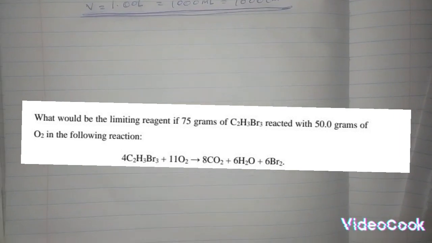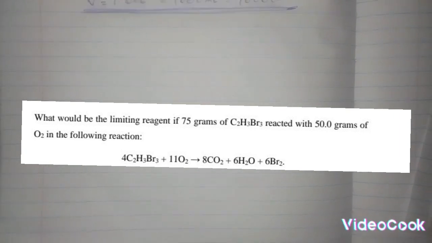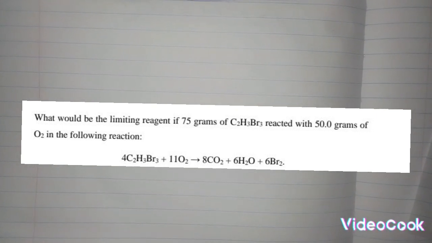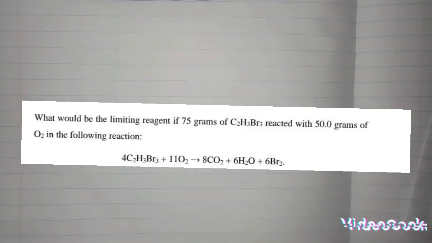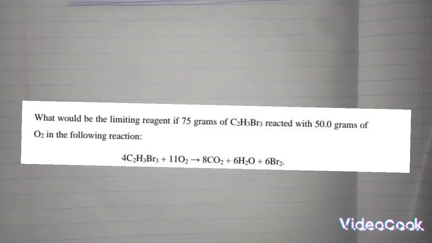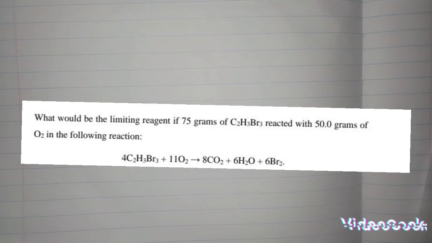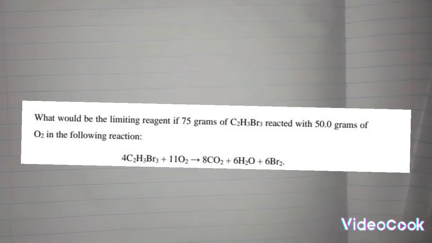Okay, another question. It says, what would be the limiting reagent if 75 grams of this compound reacted with 50 grams of oxygen? I can see that there are 3 bromine atoms and 2 carbons, so that is an organic compound. I can name that compound as tribromoethane. So tribromoethane reacted with oxygen.